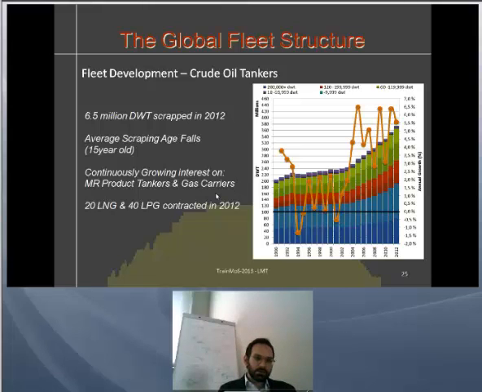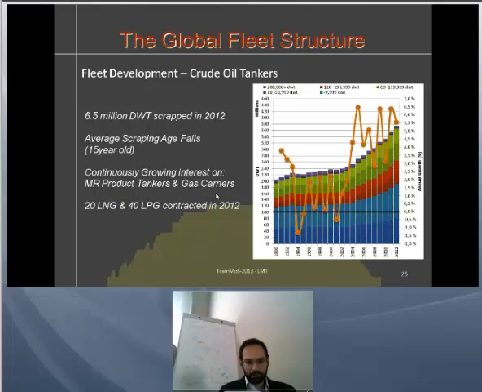So this trend of scrapping older vessels has now shifted to scrapping even vessels that we wouldn't have thought of taking to the scrapyard a few years ago, due to the very low freight rates and the need for cash flow from demolition of the ships. So the average scrapping age is falling, and at the moment it's about 15 year old vessels that are going to the scrapyard. Something that operators would not consider a few years ago.